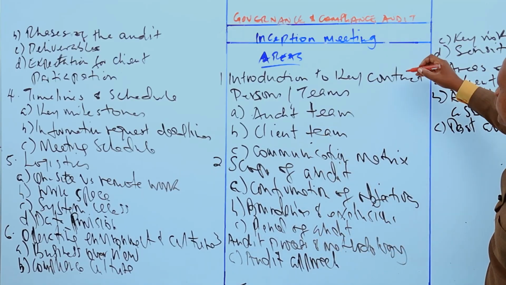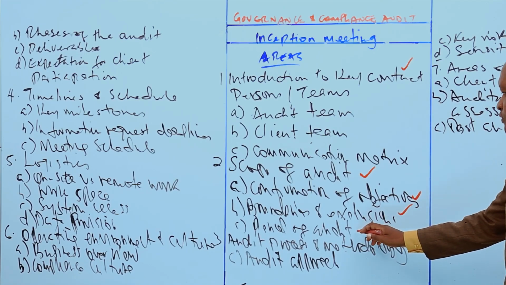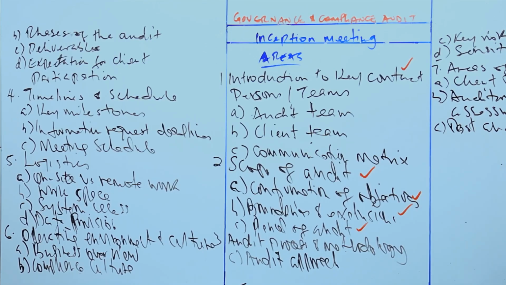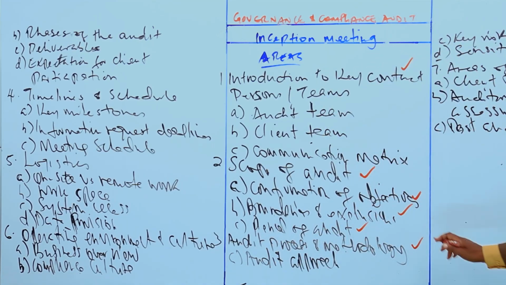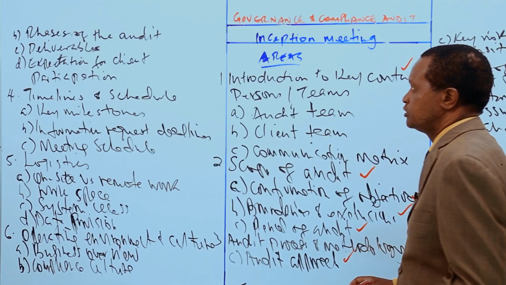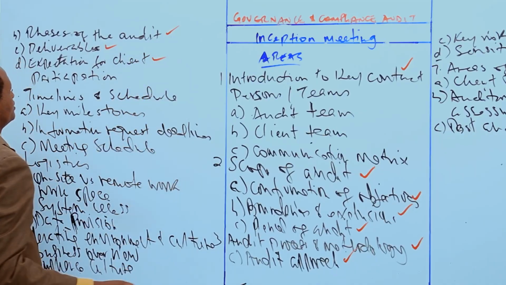1 is introduction to key contact persons and teams. Number 2 is scope of audit. The two must agree and discuss on the scope of audit, which include the confirmation of objectives, the boundaries and exclusions, the period of audit. Then the third area is audit process and methodology, which include the audit approach, the phases of the audit, deliverables, expectations for client participation.